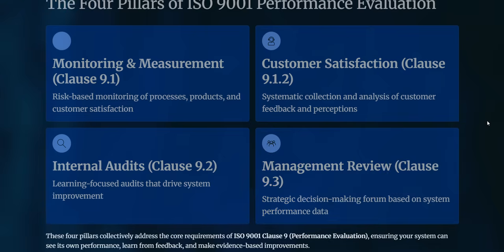These four pillars collectively address the core requirements of ISO 9001 Clause 9 performance evaluation, ensuring your system can see its own performance, learn from feedback, and make evidence-based improvement.